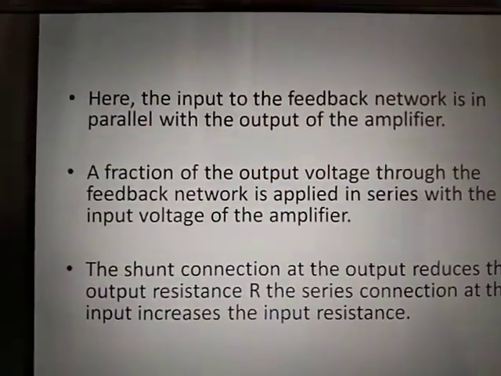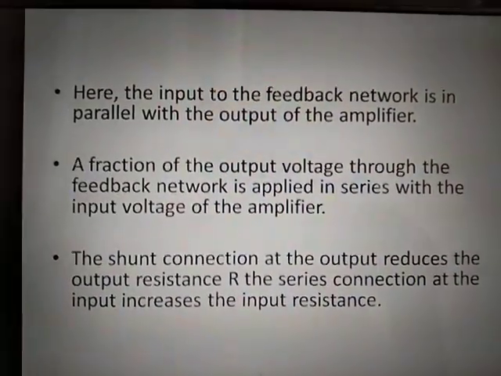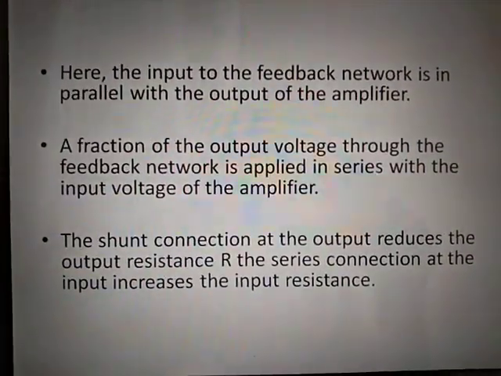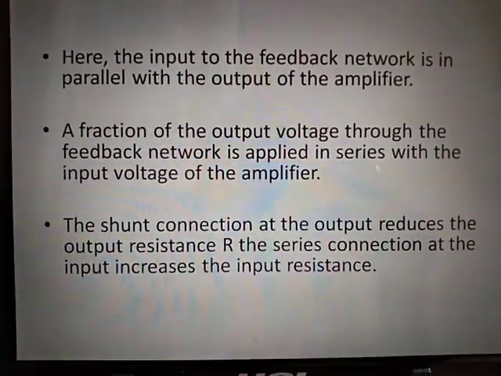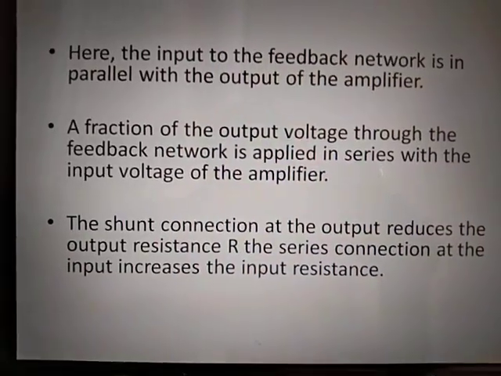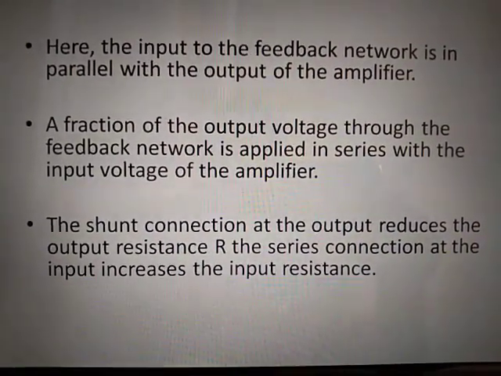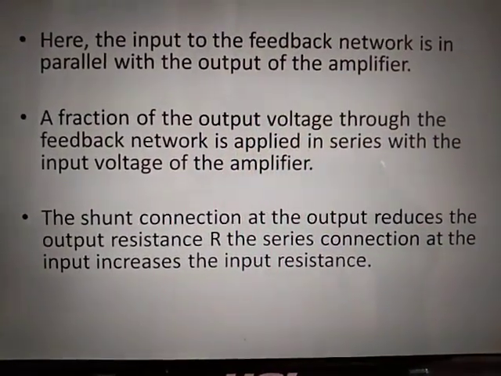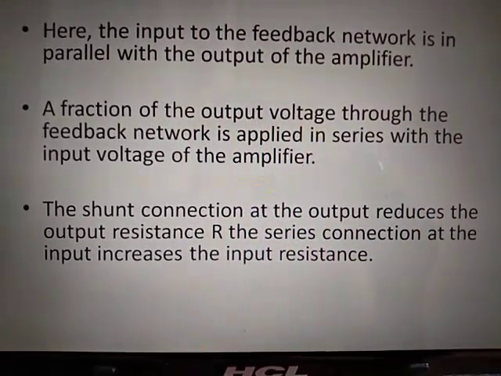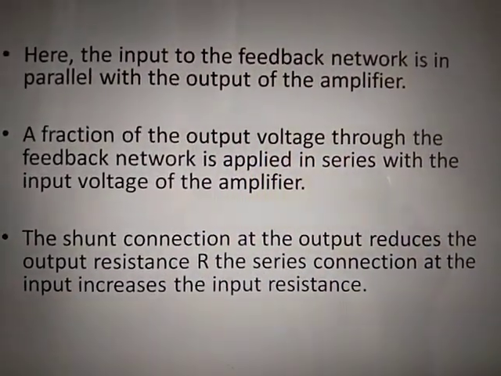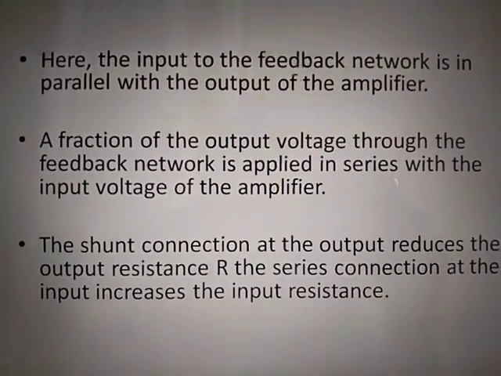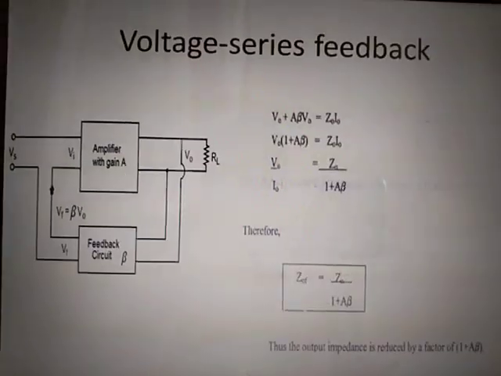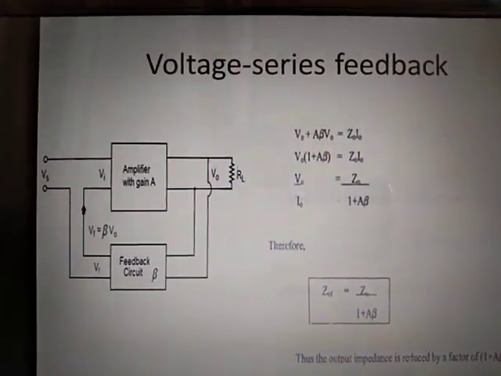Next, the input of the feedback network is in parallel with the output of the amplifier. A fraction of the output voltage through the feedback network is applied in series with the input voltage of the amplifier. The shunt connection, meaning the parallel connection at the output, reduces the output resistance, and the series connection at the input increases the input resistance. These are what we are going to discuss for the feedback amplifier.